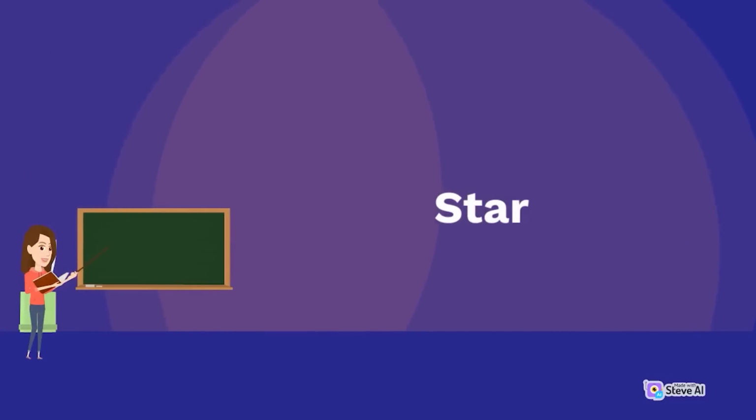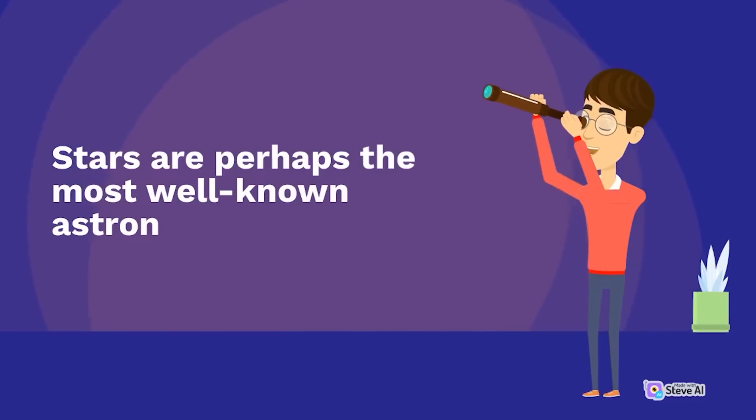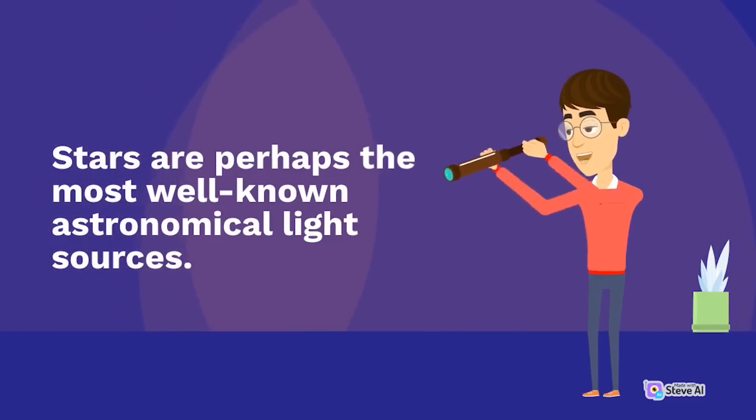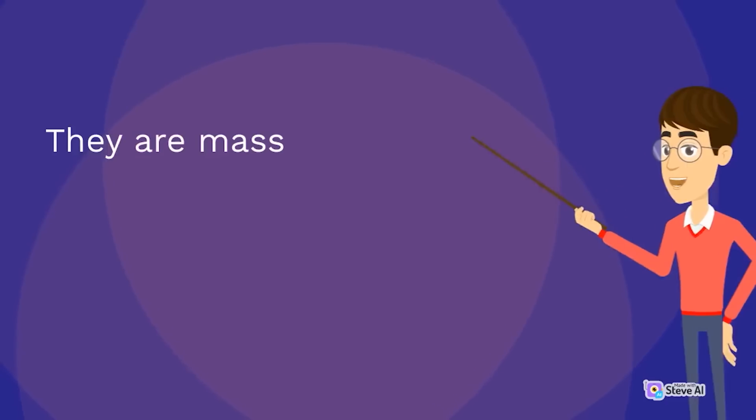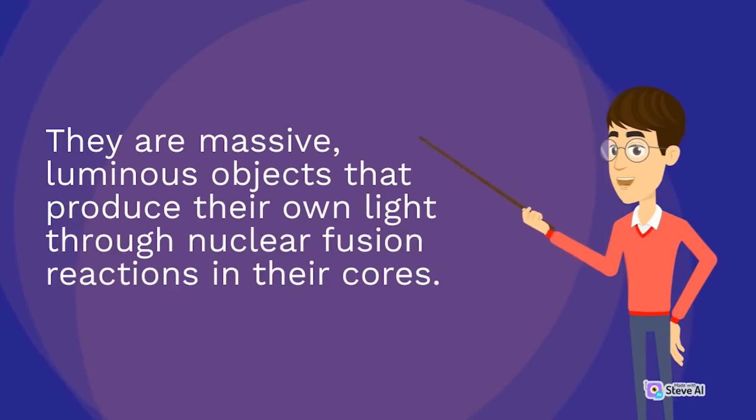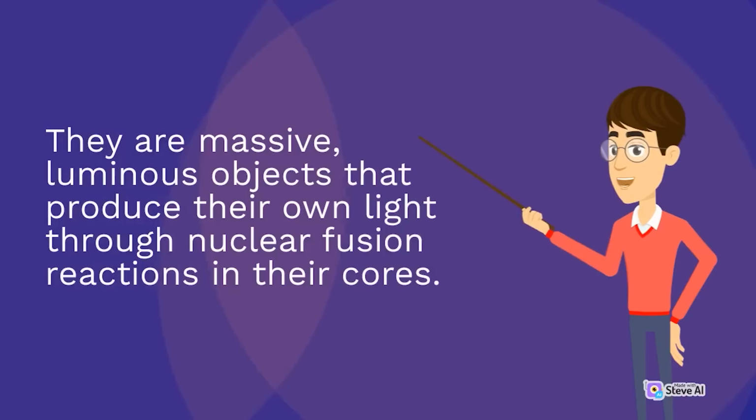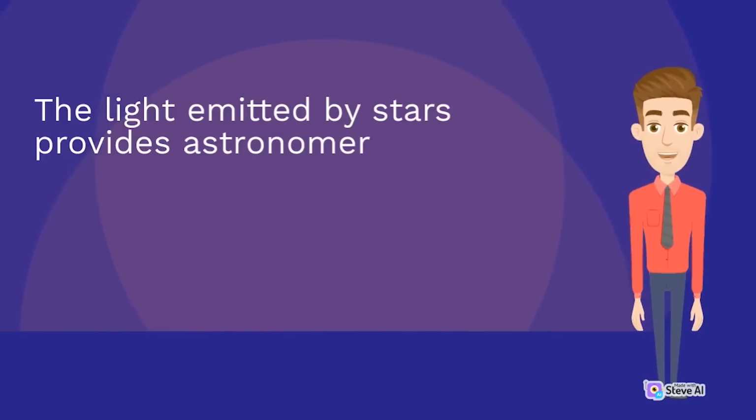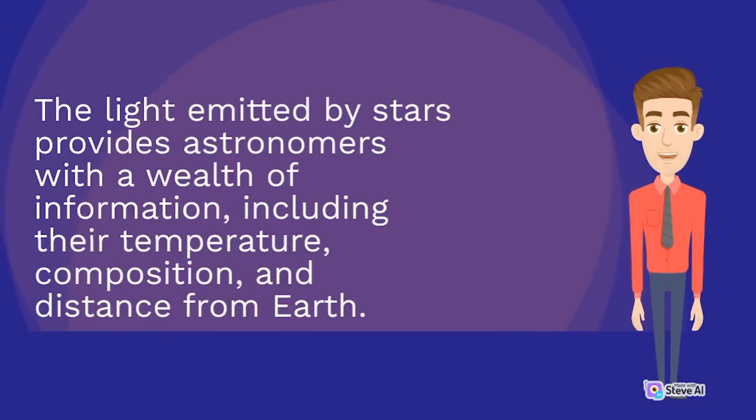Stars. Stars are perhaps the most well-known astronomical light sources. They are massive, luminous objects that produce their own light through nuclear fusion reactions in their cores. The light emitted by stars provides astronomers with a wealth of information, including their temperature, composition, and distance from Earth.